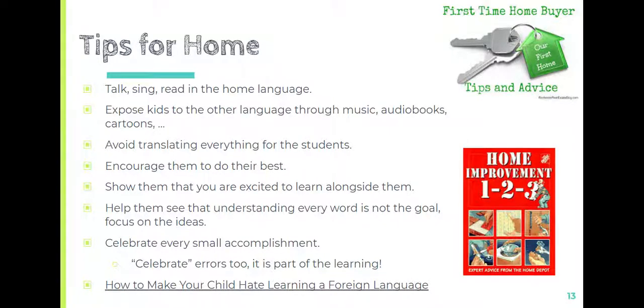A tip that we usually tell dual language parents is to avoid translating everything for the students.